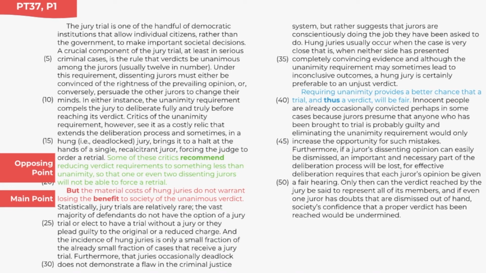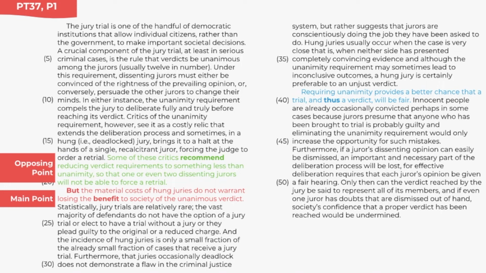If we want to go a little deeper on the second paragraph, in the next sentence it says that statistically jury trials are relatively rare. Why would the author bring up the fact that they're rare? Well, the author is trying to address the concern of the critics, which is that they're a costly relic. But if they're costly and don't happen very often, the author is essentially minimizing that drawback, and then goes on to discuss the pros in the next paragraph.